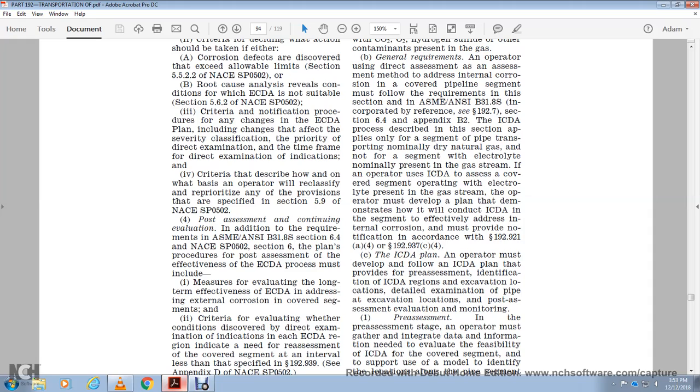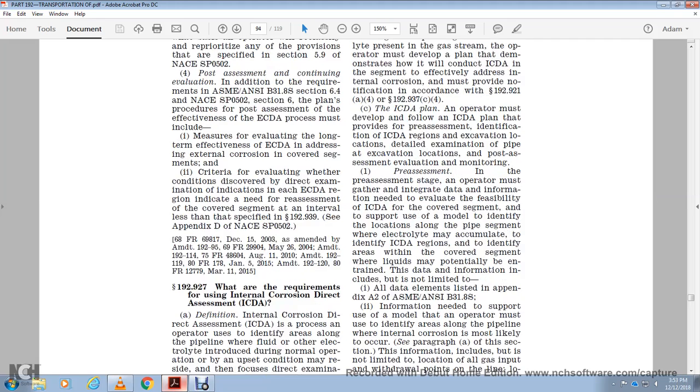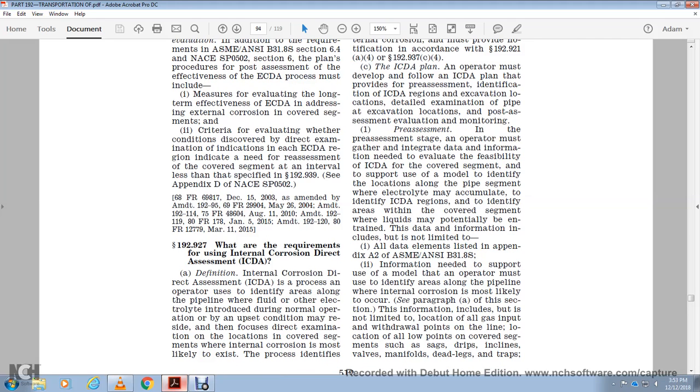Post-assessment and continuing evaluation. In addition to the requirements of ASME/ANSI B31.8S section 6.4 and NACE SP0502 section 6, the plan's procedures for post-assessment of the effectiveness of the ECDA process must include measures for evaluating the long-term effectiveness of ECDA in addressing external corrosion in covered segments, and criteria for evaluating whether conditions discovered by direct examination of indications in each ECDA region indicate the need for reassessment of the covered segment at an interval less than that specified in 192.939, appendix D of NACE SP0502.